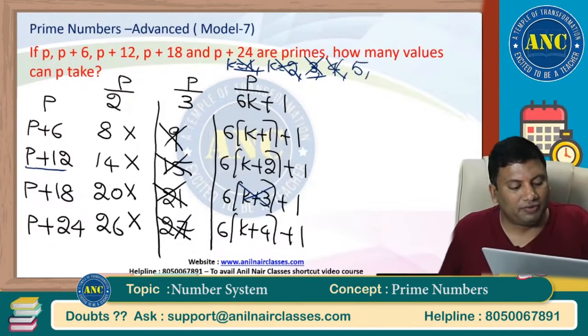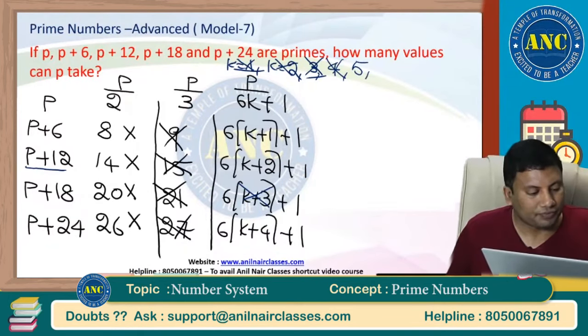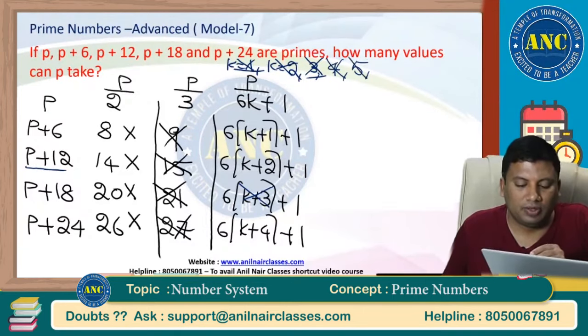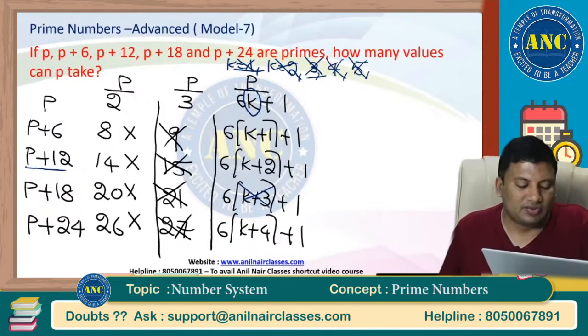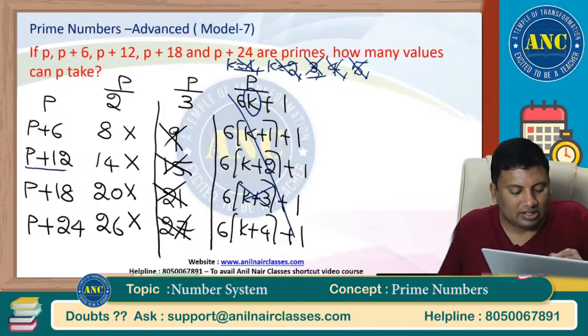K equal to 5 gives 31, and 31 plus 24 is not possible. I hope it is clear. So when you divide a number by 6, the possible quotients will be 1, 2, 3, 4 or 5. In none of the cases is it possible.